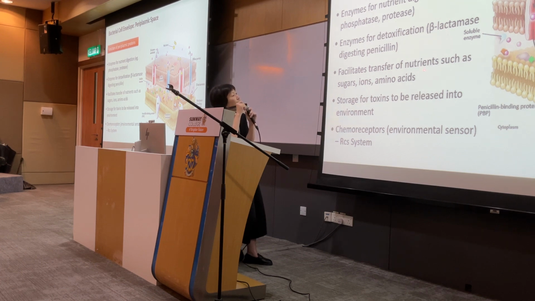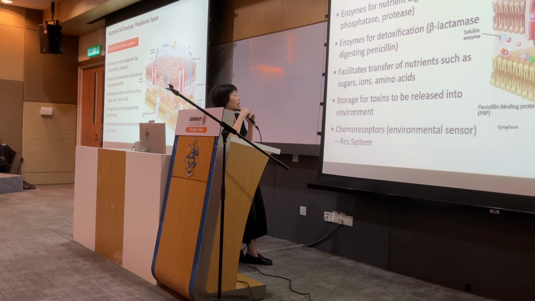It's facilitated transfer. As I said, there are some protein carriers that can bind to this porin and then take the nutrient to the inner membrane. So sugar, iron, and amino acids can be transferred through the periplasmic space. Also, bacterial toxins can be stored. A lot of bacterial toxins can be produced and stored in this periplasmic space. When required, it will immediately release the toxin.